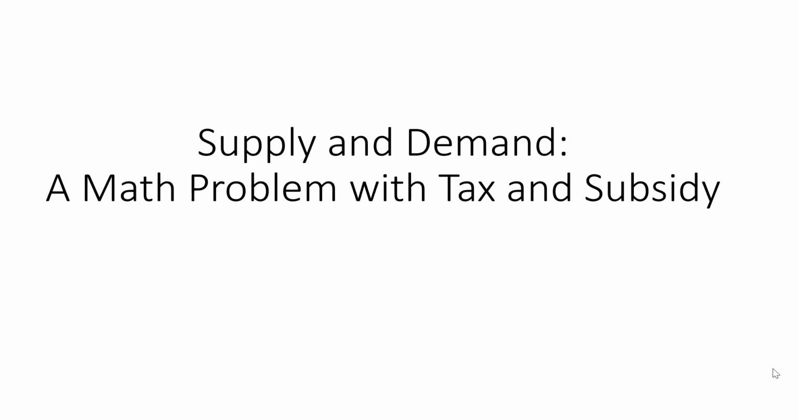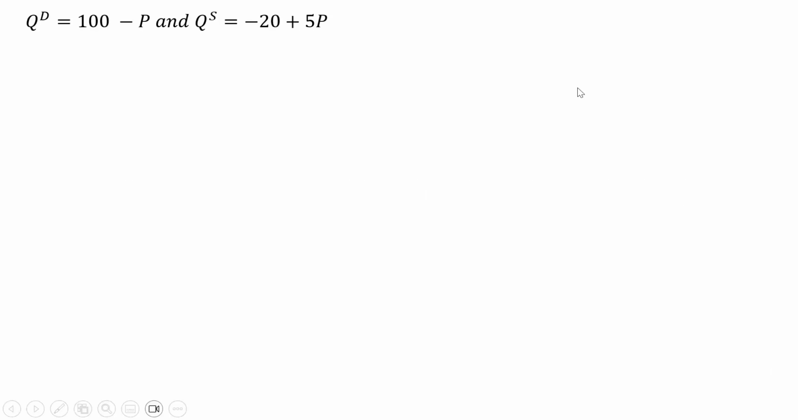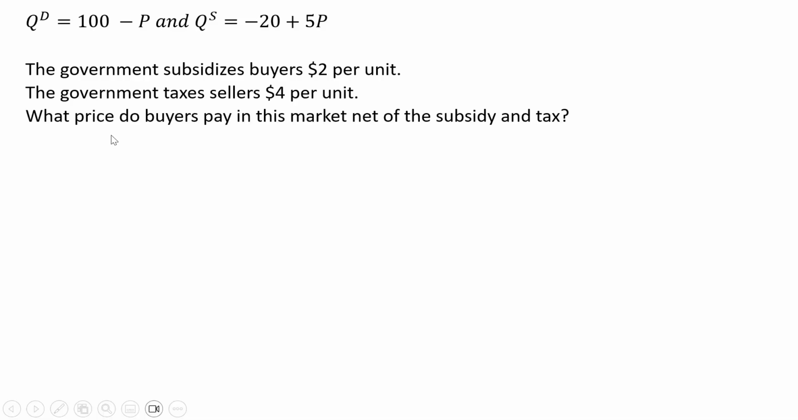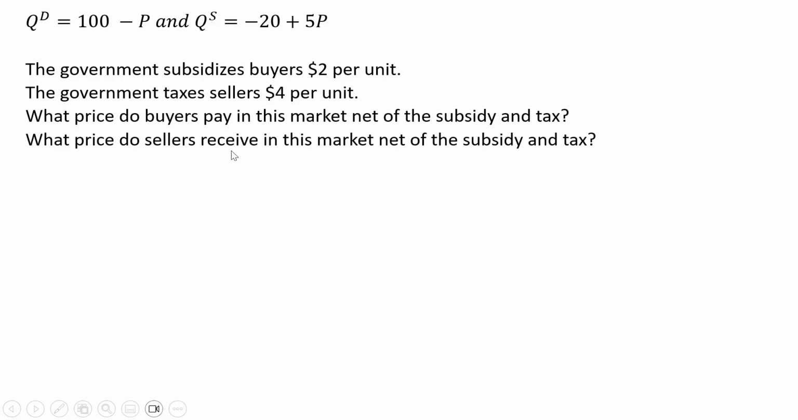Here's a supply and demand problem where we have a tax and subsidy. Here we have the market demand and the market supply. The government subsidizes buyers $2 per unit. The government taxes sellers $4 per unit. What price do buyers pay in this market net of the subsidy and tax? What price do sellers receive in this market net of the subsidy and tax?